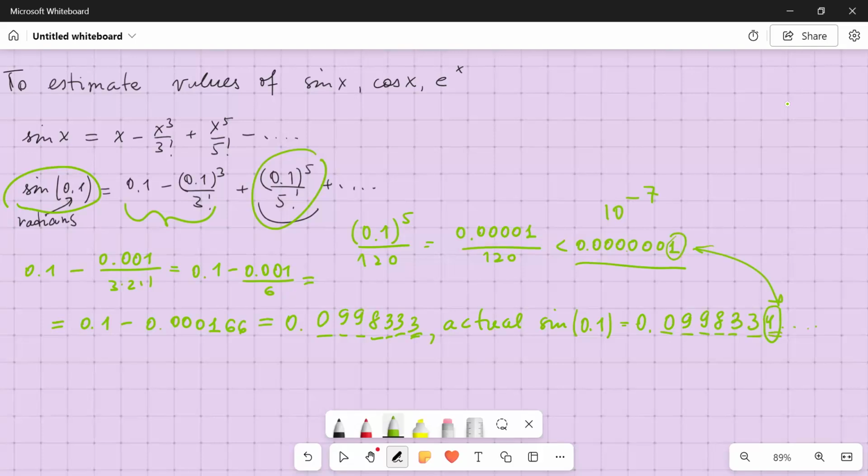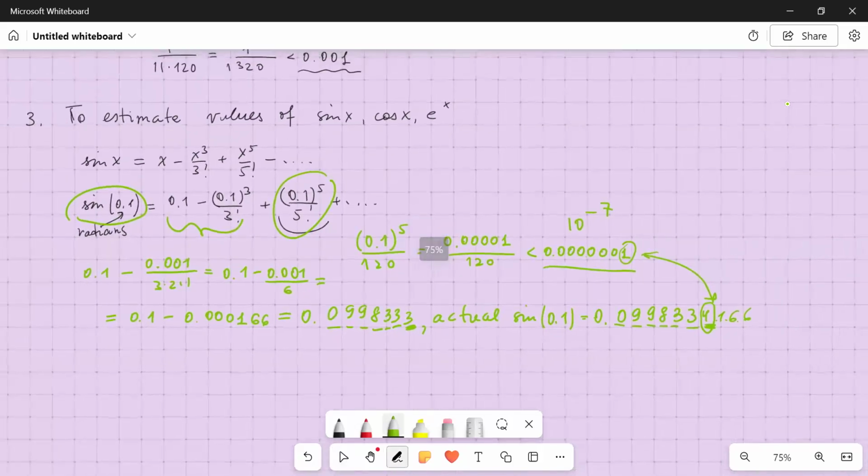Sine of 0.1. Oh no, too many zeros. 0.1. Yes, the next digit is 4 and then 6. So this digit is 1 unit greater than what the two terms give us. Why can we do this? Well, guys, because for small values, the terms of an alternating series decrease very, very rapidly, since they are power series, right? And that's a rapidly decreasing geometric series.